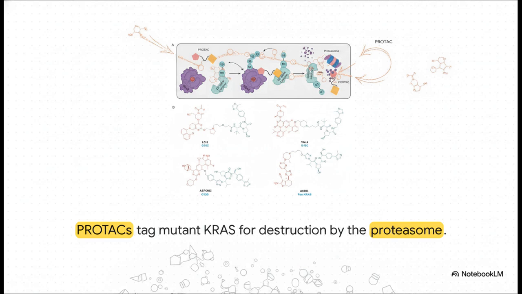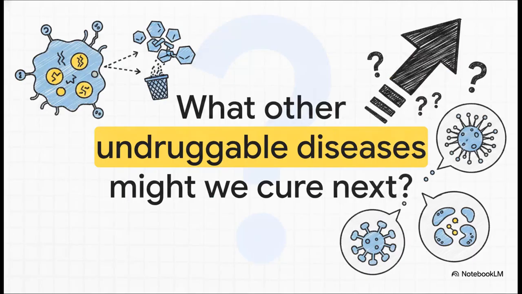And the best part? The PROTAC drug isn't even destroyed in the process. It survives and acts catalytically. That means one tiny molecule of this drug can move on to tag and destroy hundreds of broken KRAS proteins. It is incredibly efficient. So we've journeyed from a fundamental cellular mechanism straight into an impossible biomedical mystery and finally landed at the absolute cutting edge of modern pharmacology.